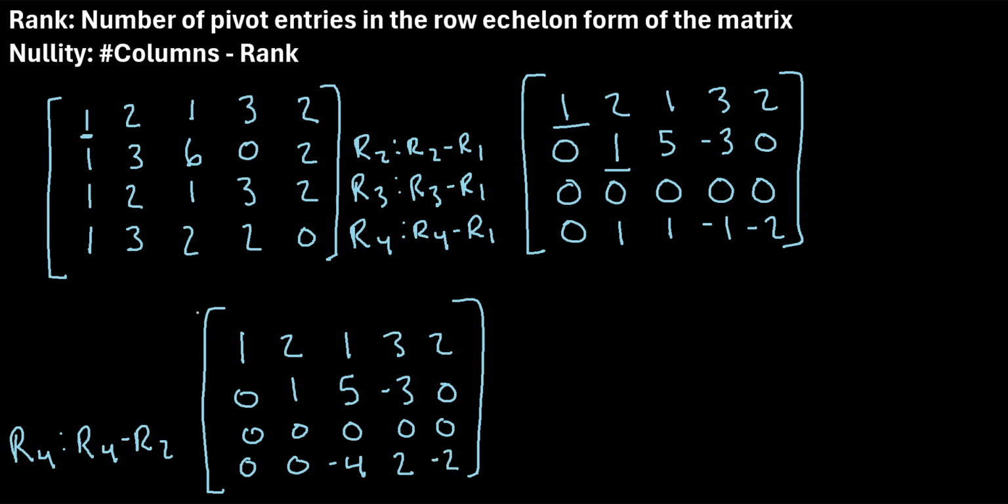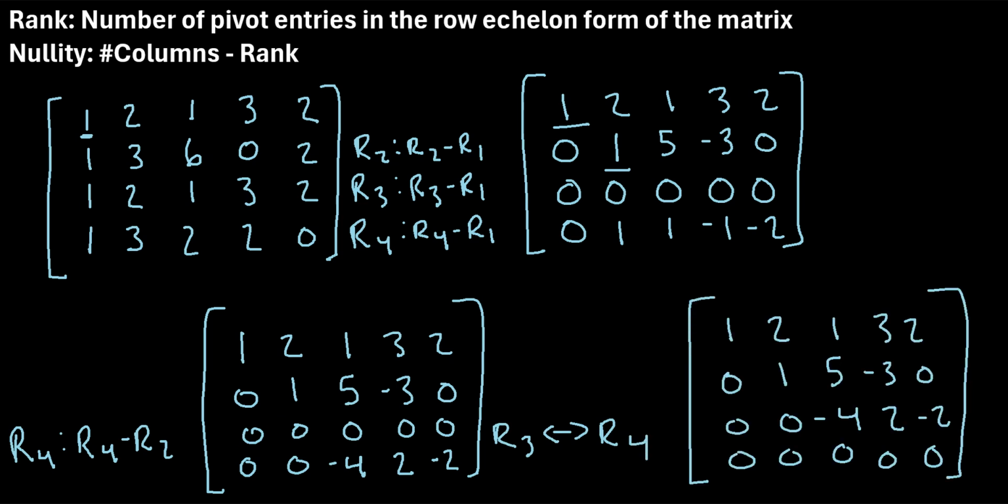Recall that another one of the rules for a matrix to be in row echelon form is that if there is a row of all zeros, that row should be at the very bottom of the matrix. So this row of all zeros right here should actually be the very last row. So what we can do is we can just swap row 3 and row 4. So here's what that would look like. Okay, so this matrix is now in row echelon form, or REF for short.